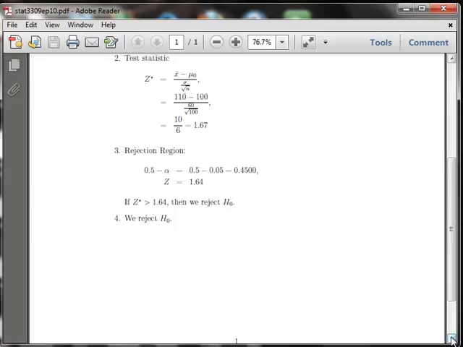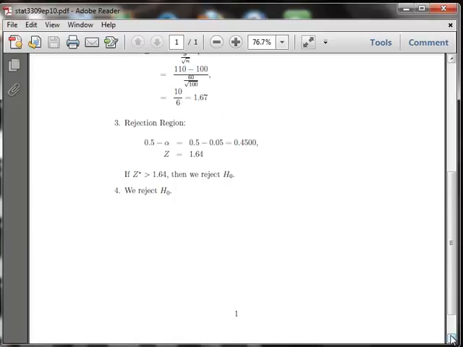So now it's time for the rejection region. Since we have a greater than, we start out with 0.5 referring to half of the normal curve minus alpha. That's our level of risk. So we have 0.5 minus 0.05, and that gives me 0.4500.